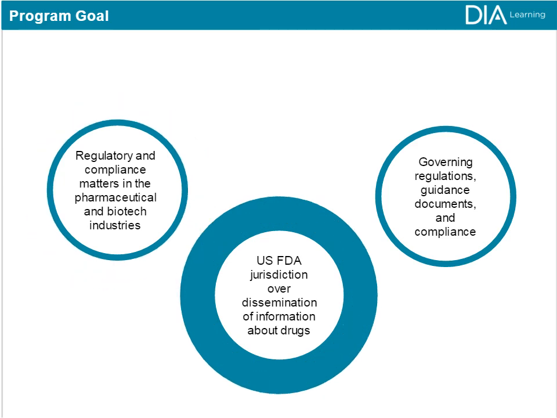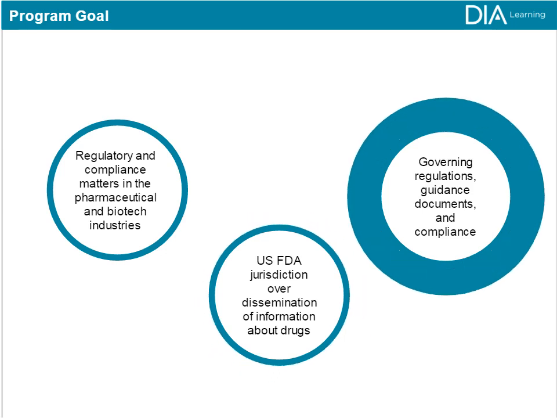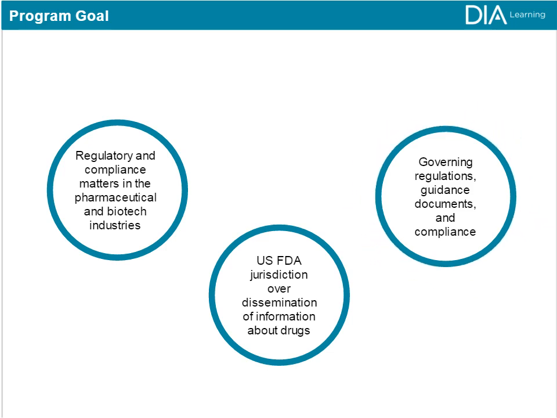The module will primarily focus on the United States Food and Drug Administration's (FDA's) jurisdiction over the dissemination of information about drug products and the governing regulations, guidance documents, and compliance related to drug development and approval. Note that this module focuses on the United States FDA and its regulations. Other countries or regions have their own governing agencies with regulations that may or may not reflect those discussed here.